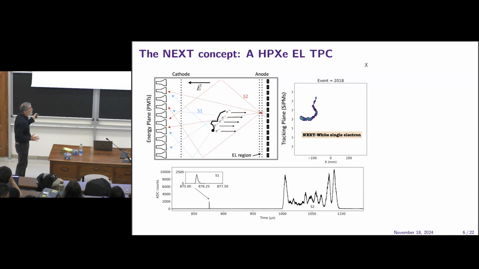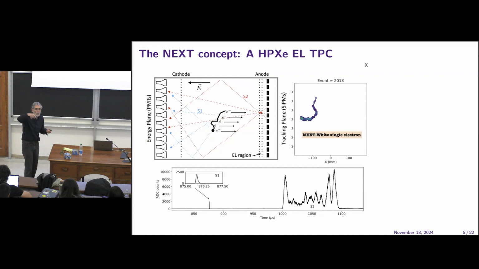Because electrons are drifting. Okay? How fast do these guys move? They move about 1 millimeter per microsecond. So it will take them a few hundred microseconds to get to the anode. And in the anode, they get amplified. And then you get a signal.